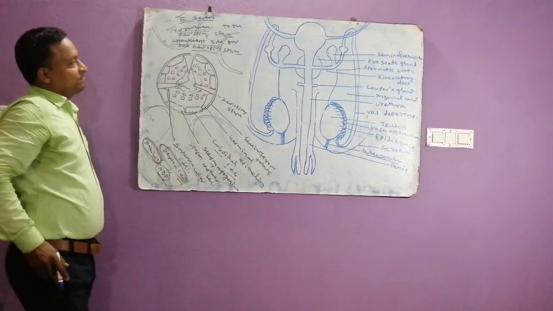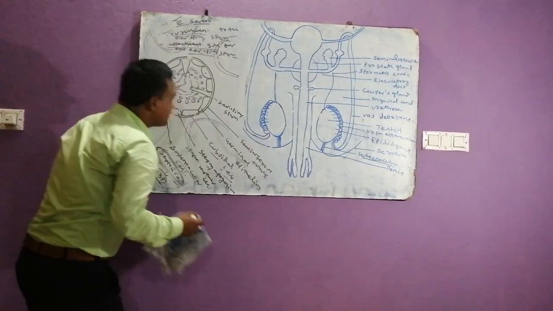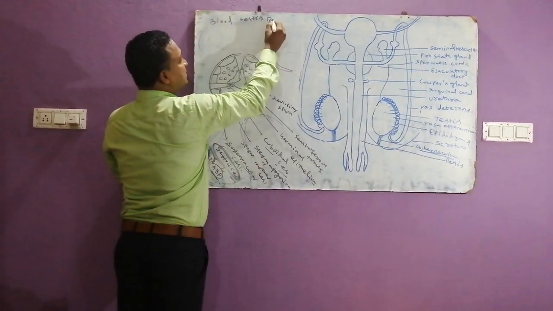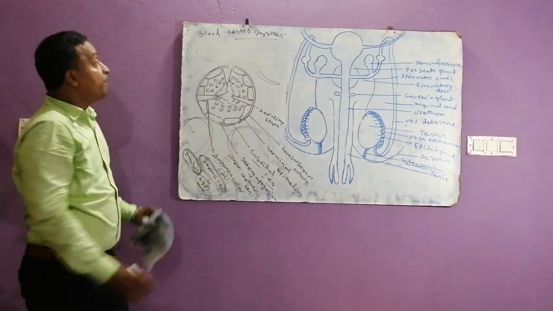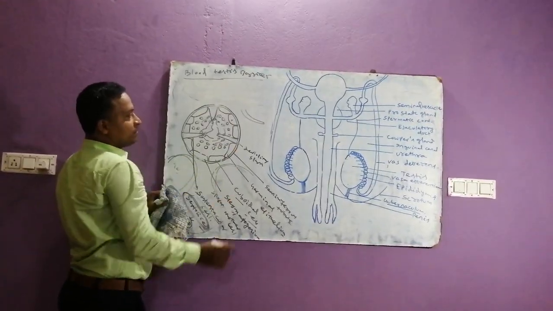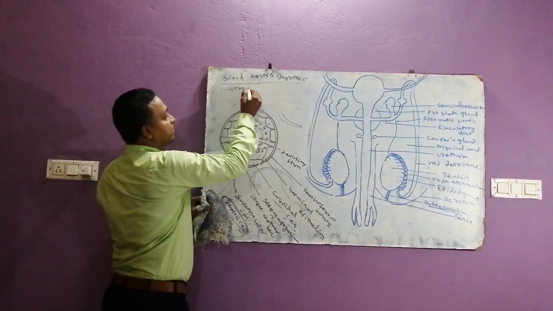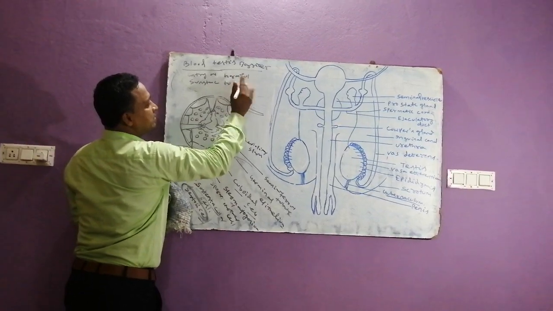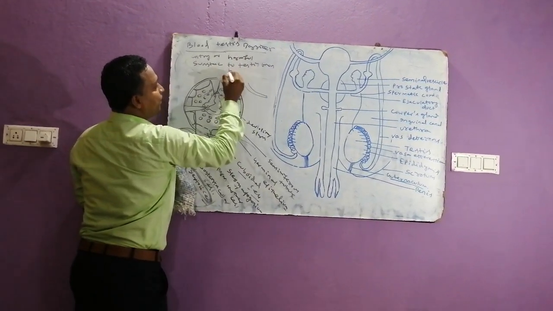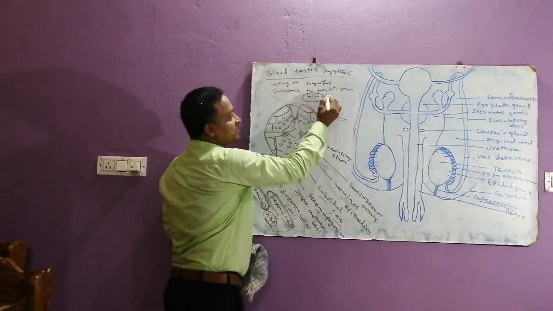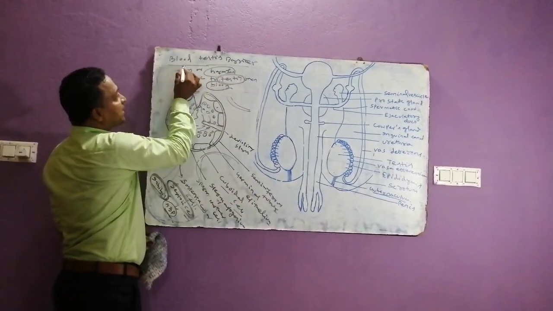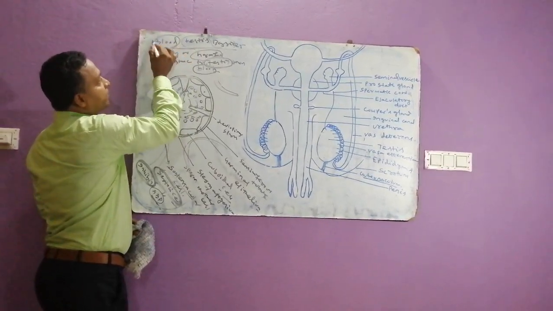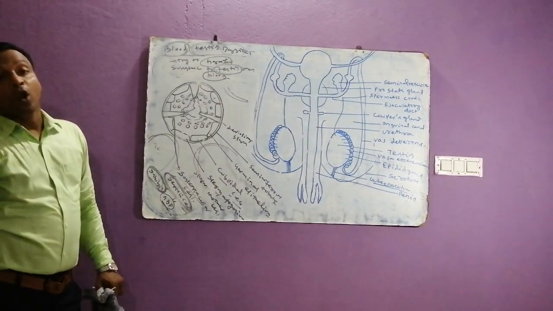Try to focus, my dear. Another important point is that the Sertoli cell acts as the blood-testis barrier. It does not allow the entry of harmful substances from the blood into the testes, because it acts as a barrier between blood and testes. So you can call it the blood-testis barrier.